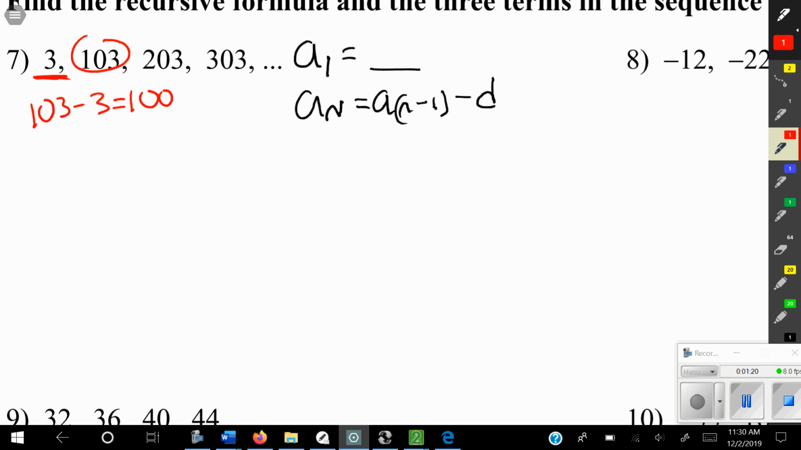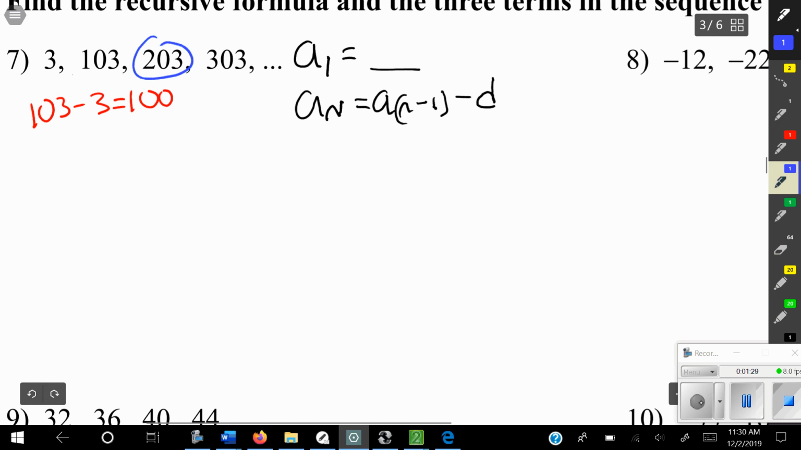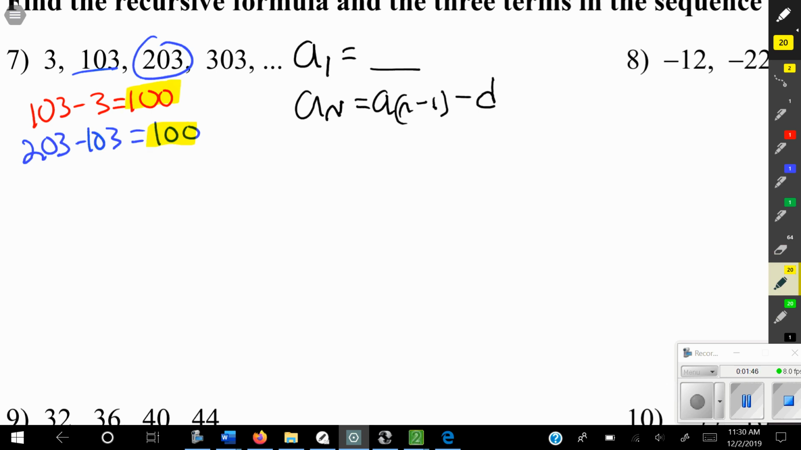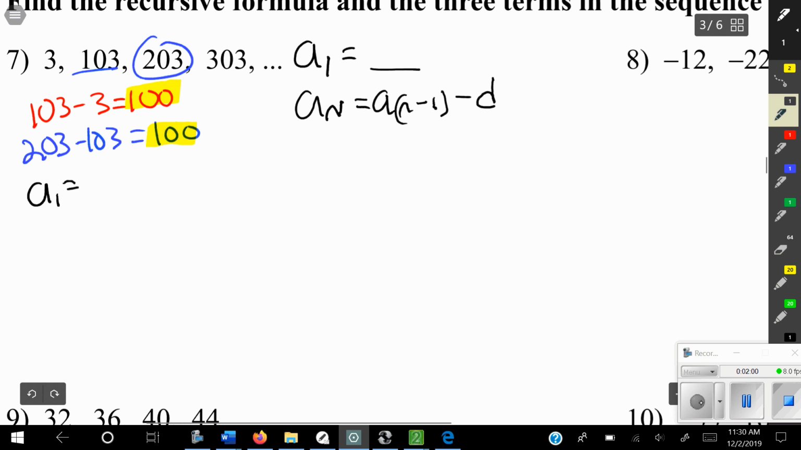All right. Now, to make sure it's an arithmetic sequence, I could go ahead and take the third term and subtract it from the second term. So that'd be 203 minus 103, which is still 100. So now we have a common difference. Okay. So now we've determined that it's an arithmetic sequence, and that's it. All you have to do now from here on out is fill in what your first term is. So a of 1 will be the first term, which is 3.